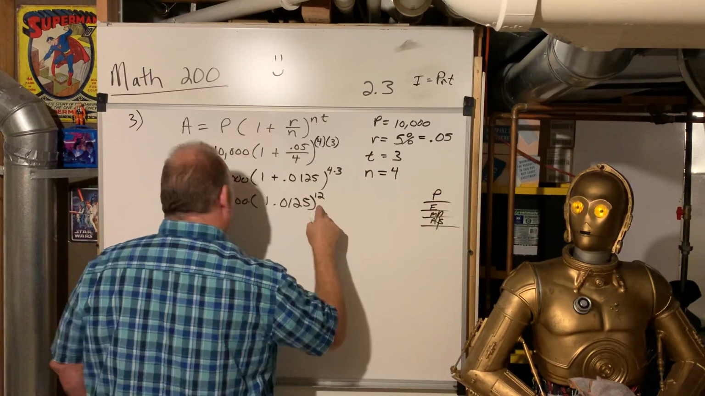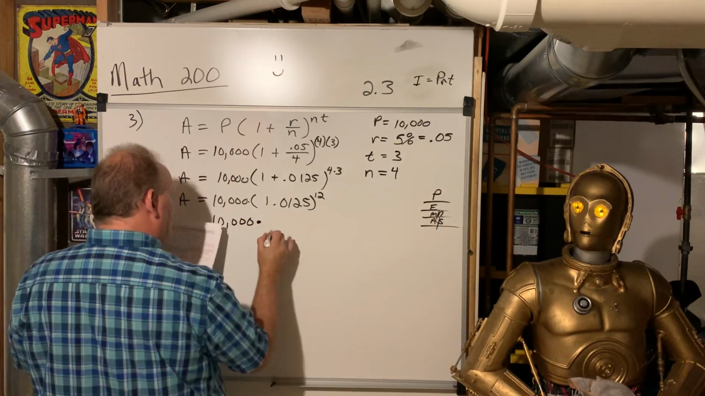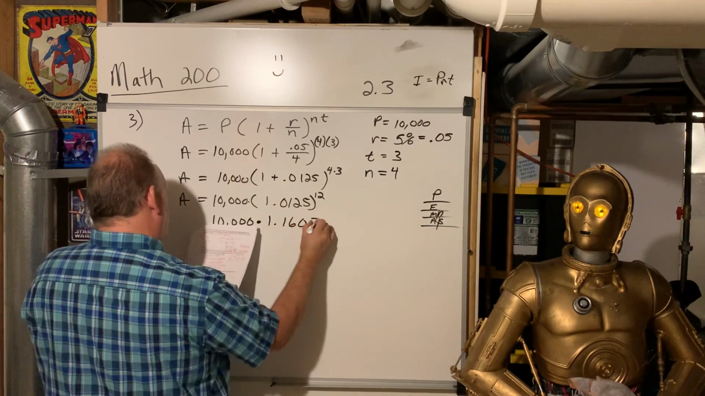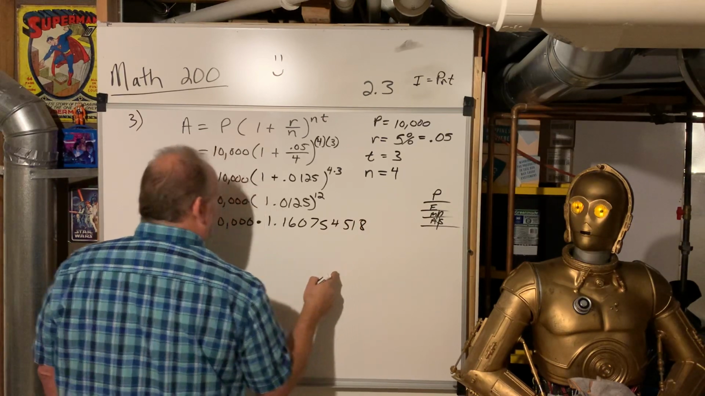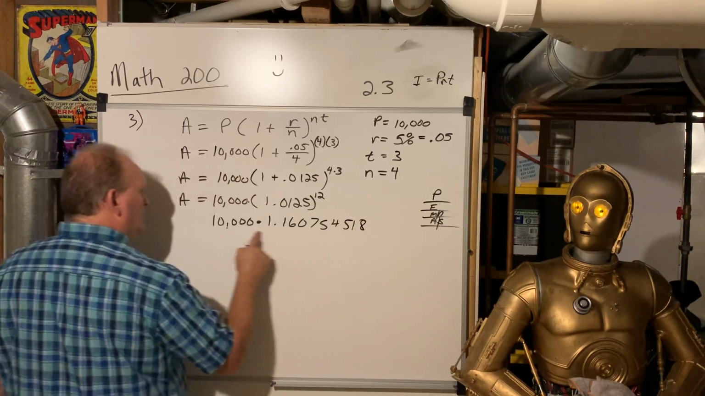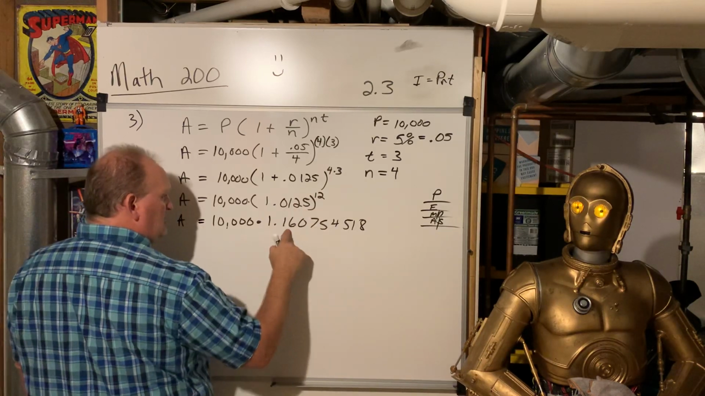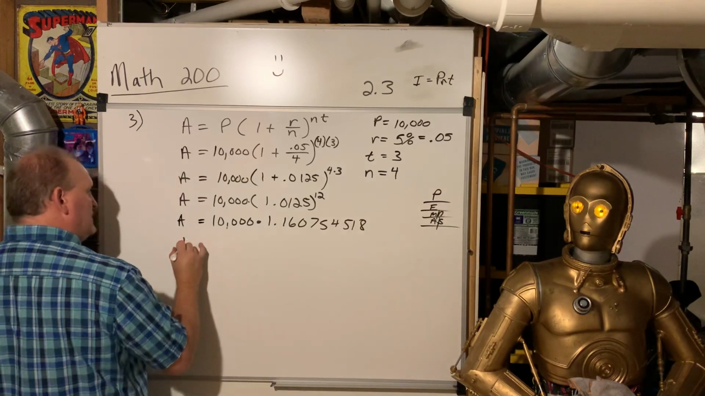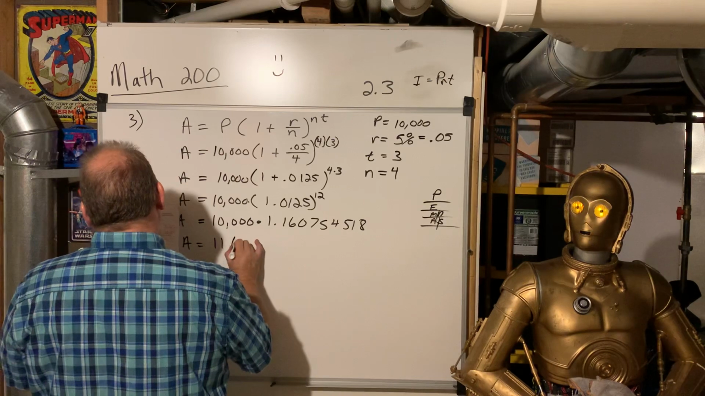But parentheses first, did it. Exponents next, gonna do it. So we do those exponents, and that's 1.160754518. We're talking about money, so let's not round it at all. Leave that whole thing in your calculator. If you type that into your calculator, this is what it'll kick out, and then just hit times 10,000, and then we'll round to the nearest penny here.